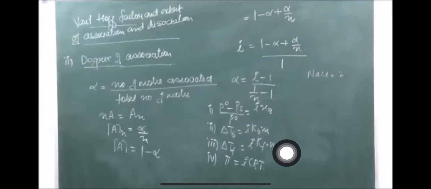So in all of these we have to introduce the value of i, that is the van't Hoff factor, and after that our equations will change like this. For relative lowering of vapor pressure it will be (P0 minus Ps) upon P0 equals i xb. Next one, elevation in boiling point equals i Kb m. Then depression in the freezing point will be equal to i Kf into m. Last one, osmotic pressure will be equal to i CRT.